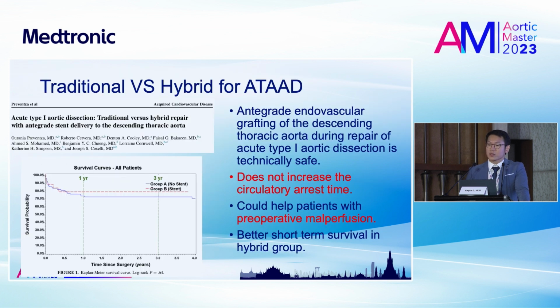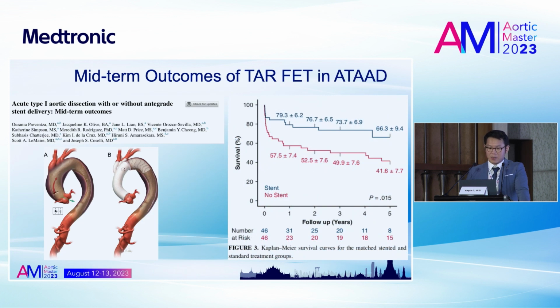And also this technique from the Texas group already showed that the hybrid frozen elephant trunk in acute type A dissection does not increase the circulatory arrest time and can also treat the patient with preoperative malperfusion and have better short-term survival. And also in midterm survival in this group of patients, the total frozen elephant trunk in acute type A dissection has better midterm survival compared to patients who don't undergo the total frozen elephant trunk technique.